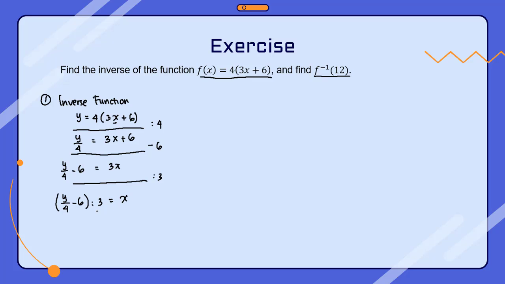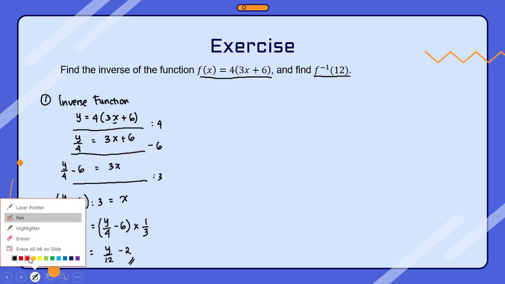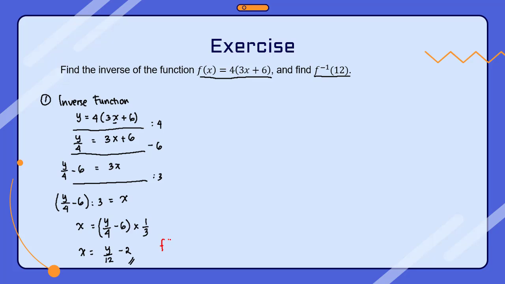Now we found the value of x. We just need to simplify this value. x is equal to y out of 4 minus 6, times 1 out of 3. So the final result will be y out of 12 minus 2. This is the inverse of the function. I put it in the box. Now we have to find the value of the inverse of 12.